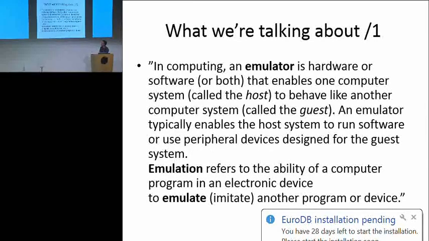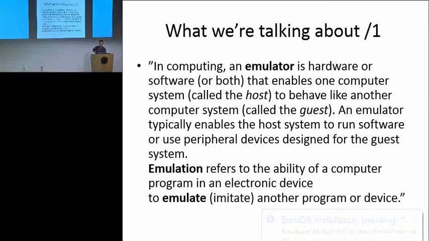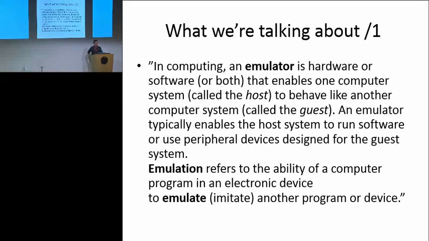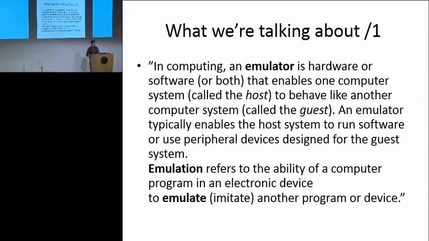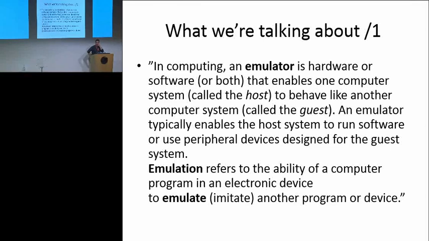So, in computing, an emulator is hardware or software that enables one computer system, called the host system, so my laptop in this case, to behave like another computer, called the guest, in this case the Commodore 64. An emulator typically enables the host system to run software or use peripheral devices designed for the guest system. Emulation refers to the ability of a computer program in an electronic device to emulate or imitate another program or device. I want to emphasize this word, imitate, because it reminds me of a movie that I saw this winter, The Imitation Game. That is the story of Alan Turing, one of the fathers of computer science, and the story of his machine, the Turing machine.